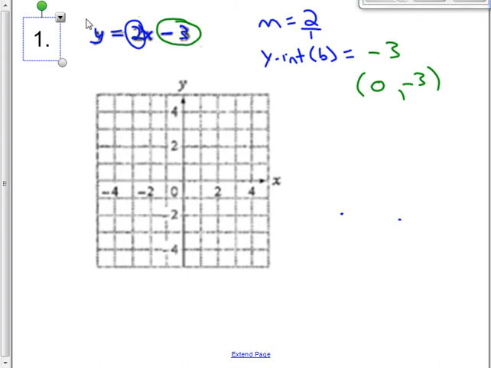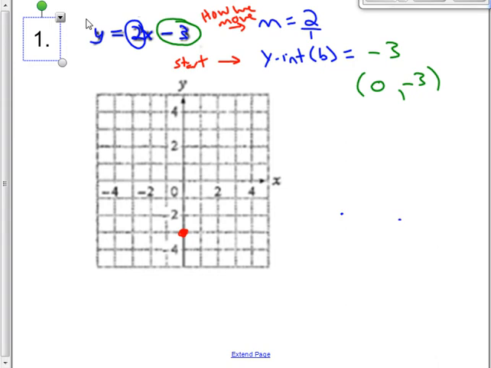So we talked about finding those things last time. Now we're actually going to graph it. So we start here, and this tells us how we move. We start, that's pretty easy. We start at y equals -3. On the graph, that's right there, y equals -3. So that's our y-intercept.